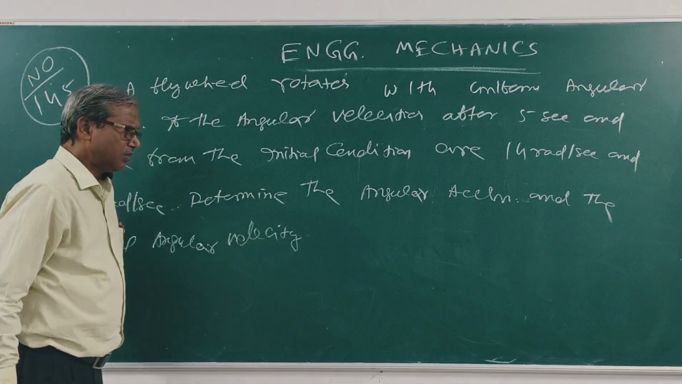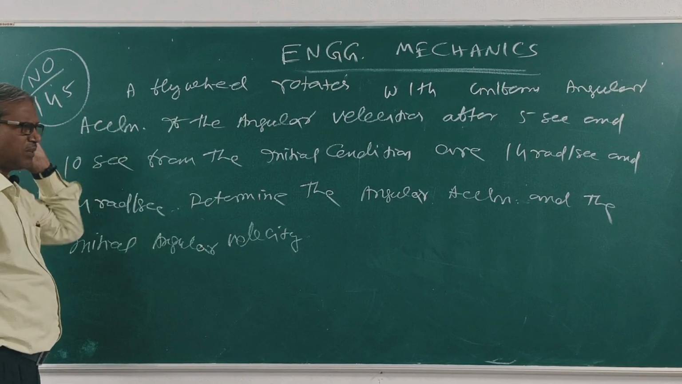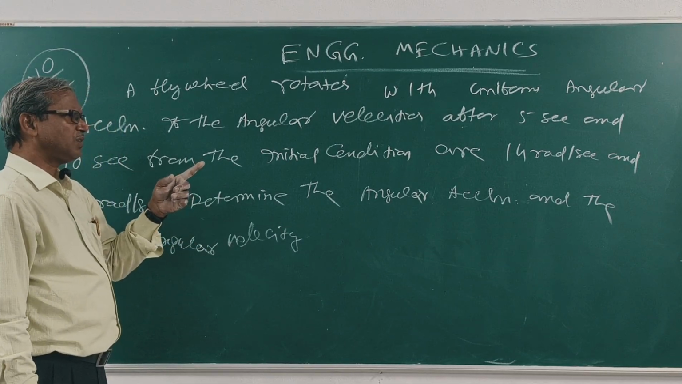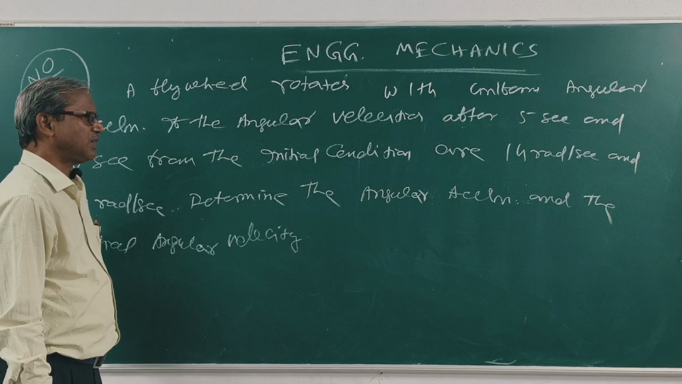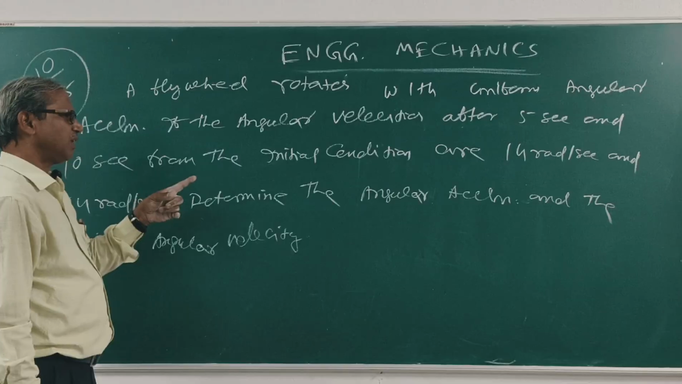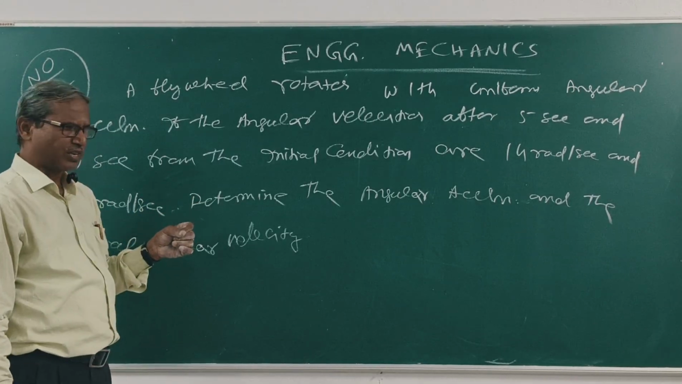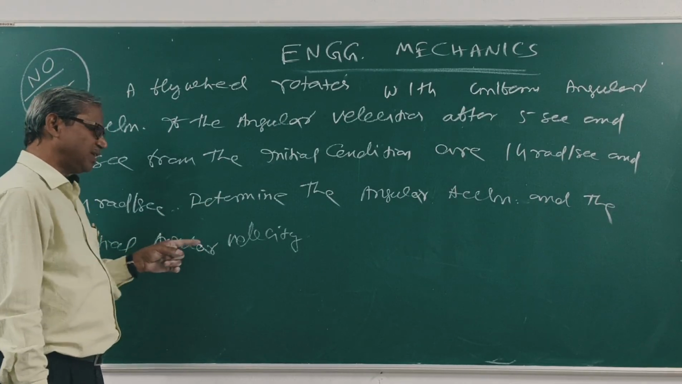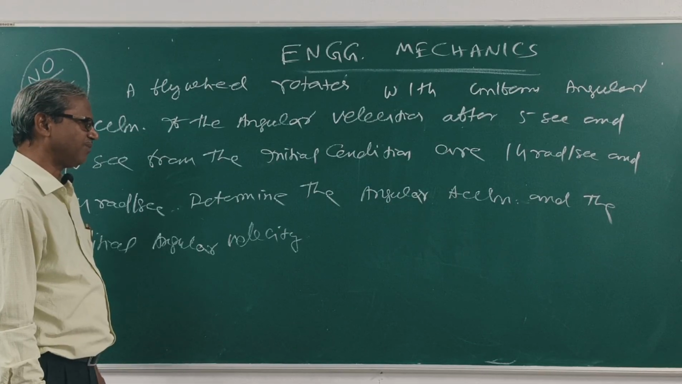Now, this is question number 145. Very simple question, short question. The question is, a file rotates with uniform angular acceleration. If the angular velocities after 5 seconds and 10 seconds are 14 radian per second and 24 radian per second, determine the angular acceleration and the initial angular velocity. Clear?